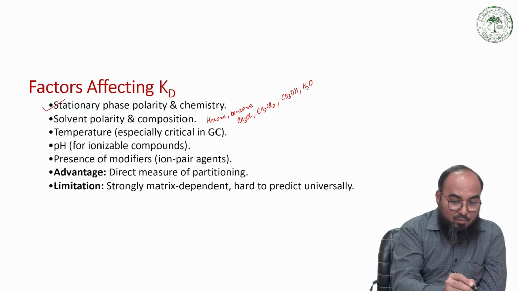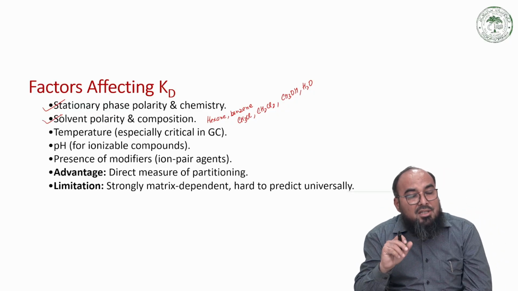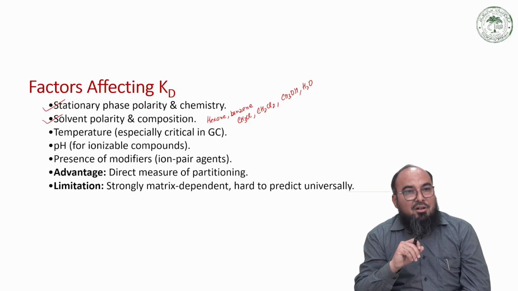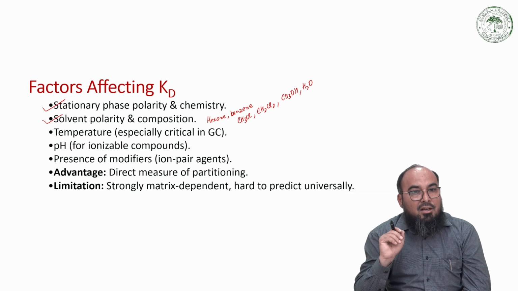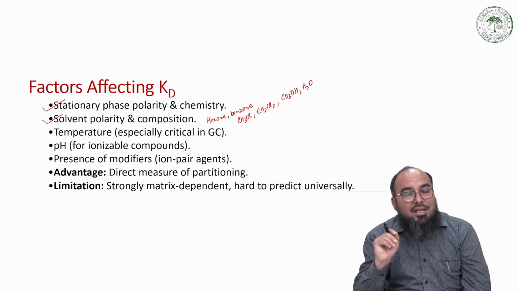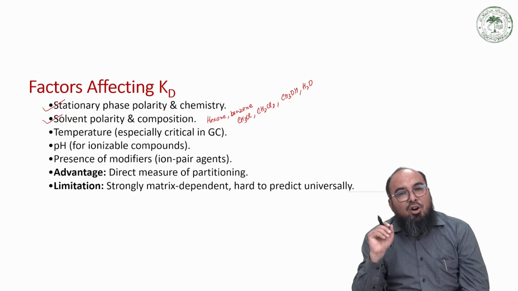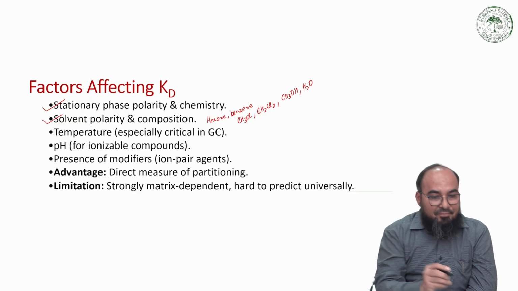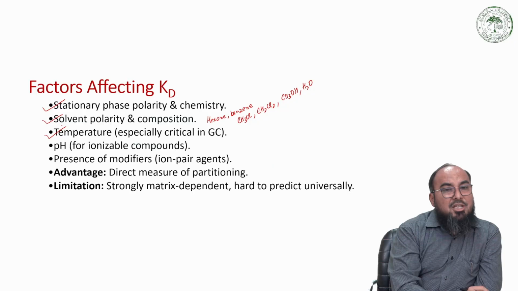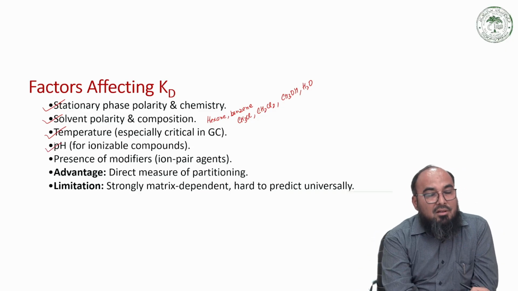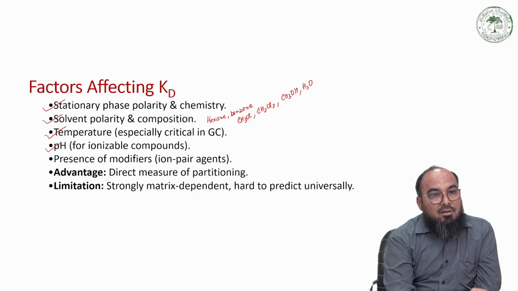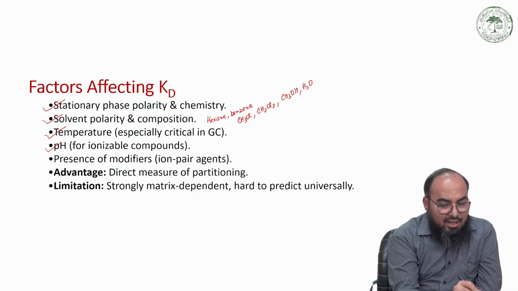Similarly, temperature also comes into play, and we will discuss the effect of temperature on a very large scale in GC, when we discuss gas chromatography, where temperature control is one of the very vital things for the effective separation of different components of an analyte. Similarly, pH also becomes very important in case of ionizable compounds. For example, if we have some acids or bases, then pH becomes very important. Similarly, the presence of modifiers, that is the ion pair reagent, directly affects the value of KD.